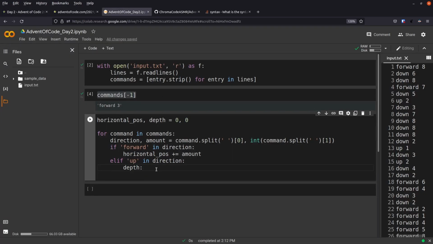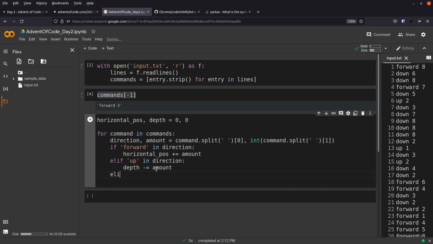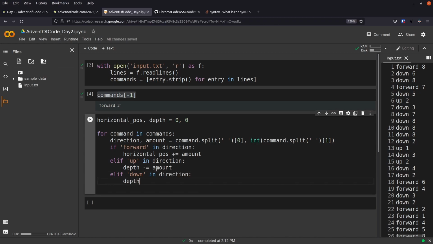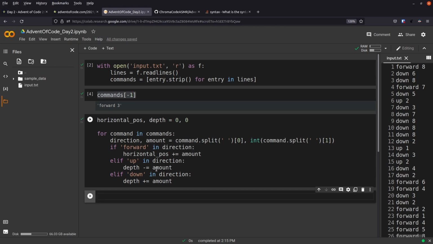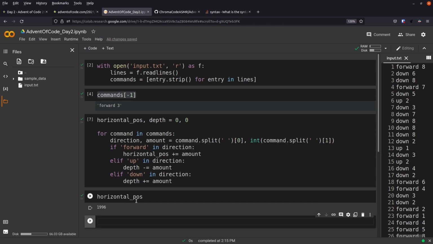Okay, so depth will be decreased by the amount, or if down in direction, depth will be increased. Now let's run this. No errors. Now we can look at the horizontal position, which should be 1996, and the depth is 1022, and we were supposed to multiply these for the answer.